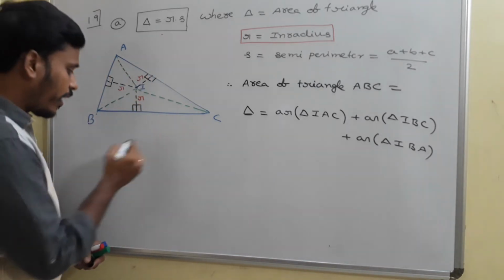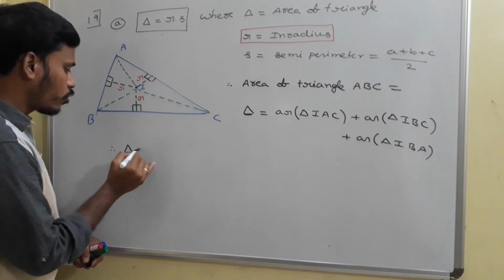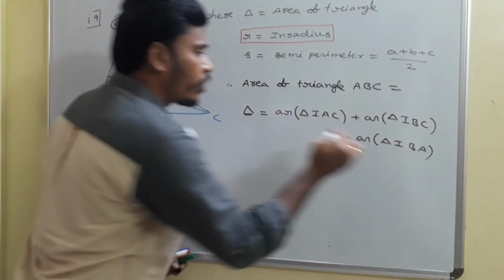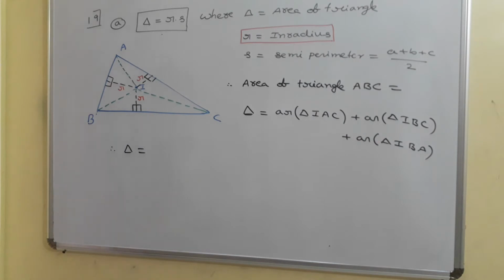And now this total area, therefore the delta, is equal to the sum of the areas of these three triangles. And the first triangle is what? The first triangle is IAC. What is the area of IAC?